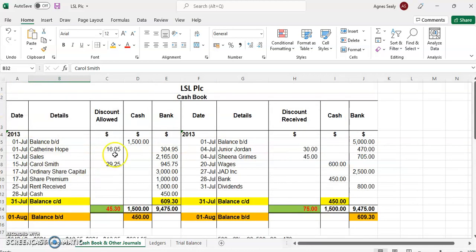And what we also need to do is to look at the cash book to see if we received any money from any of the customers. So we see here on the 1st of July, we would have received a check of $304.95 from Catherine Hope, and the discount allowed was $16.05. So here in the cash book, bank is debited for $304.95. So Catherine Hope's account will be credited for $304.95. Here, the discount allowed column is debited for $16.05. So Catherine Hope's account will be credited for that $16.05.